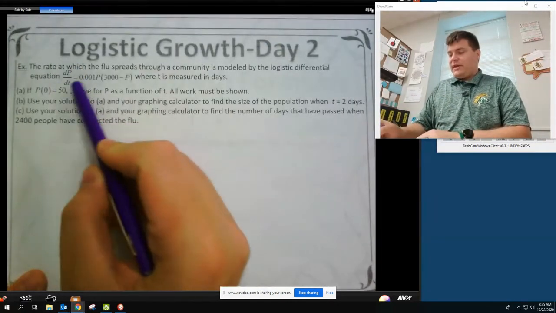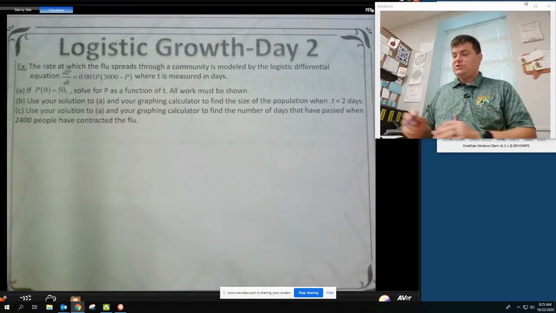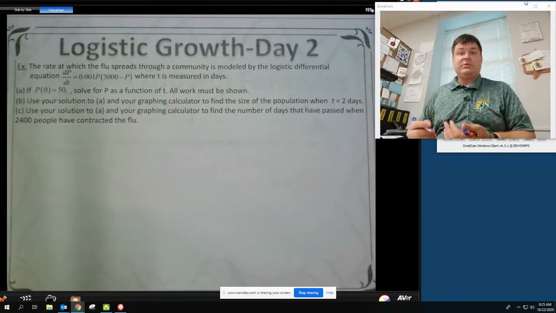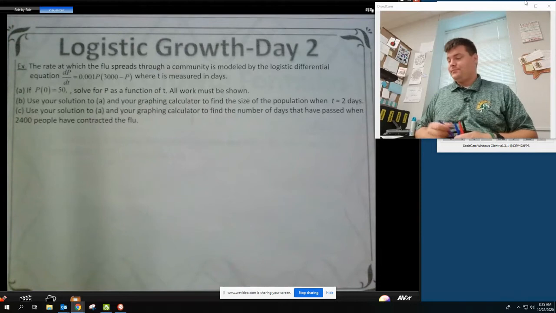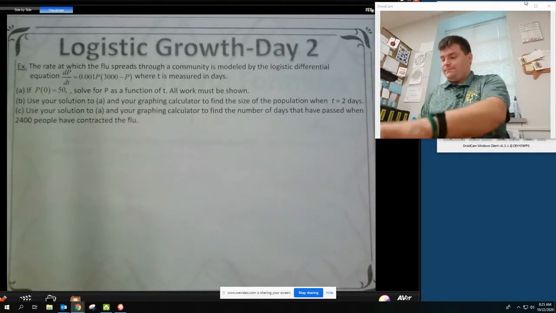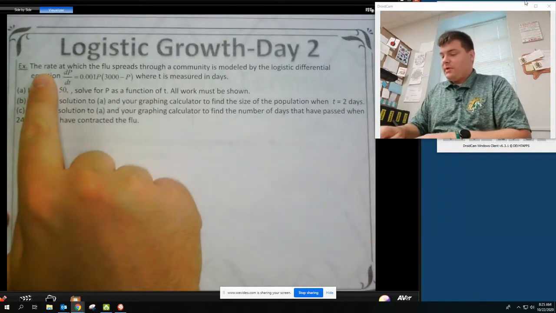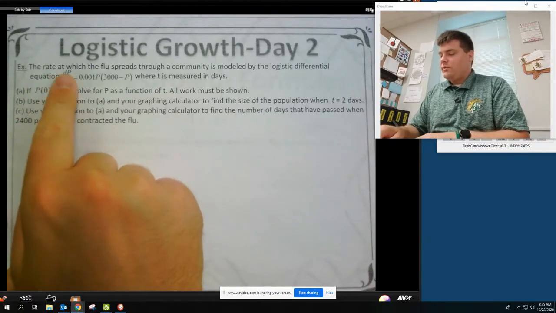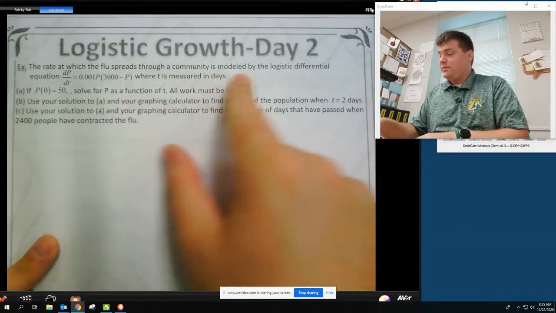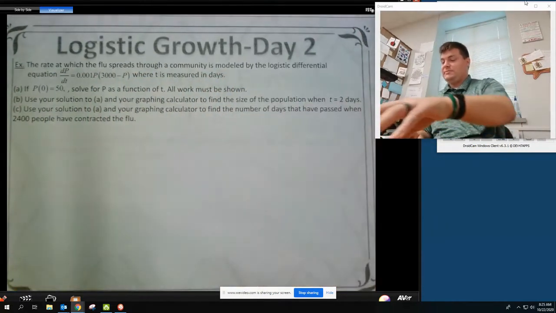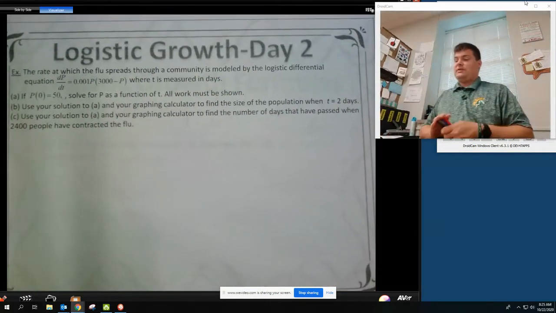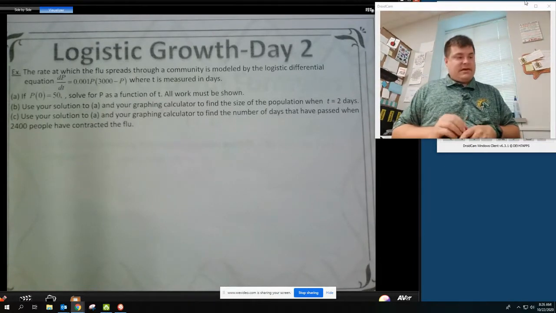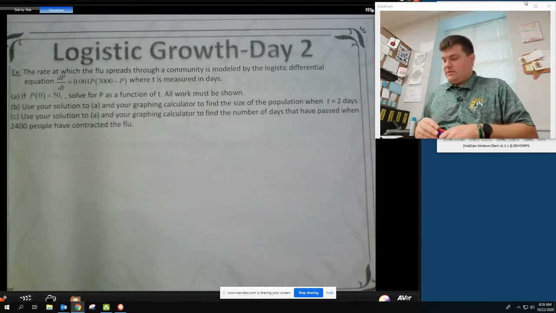So given the rate right here for the differential equation, we're going to go ahead and see what this thing actually looks like. Okay? So here we go. Got a question here about the flu. The rate at which the flu spreads through a community is modeled through the logistic differential equation dp over dt equals 0.001 p times (3000 minus p). Okay?